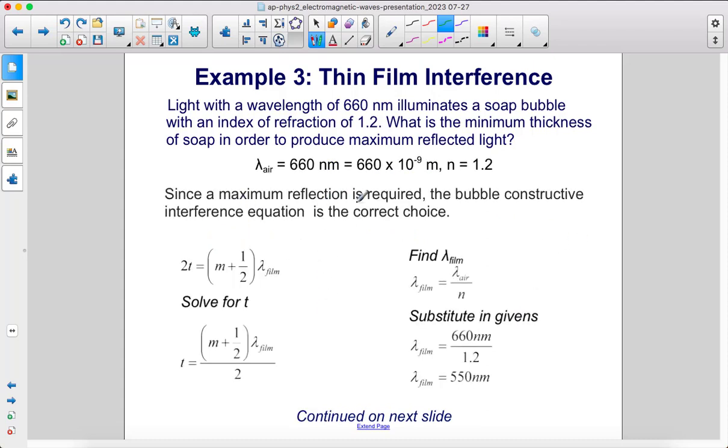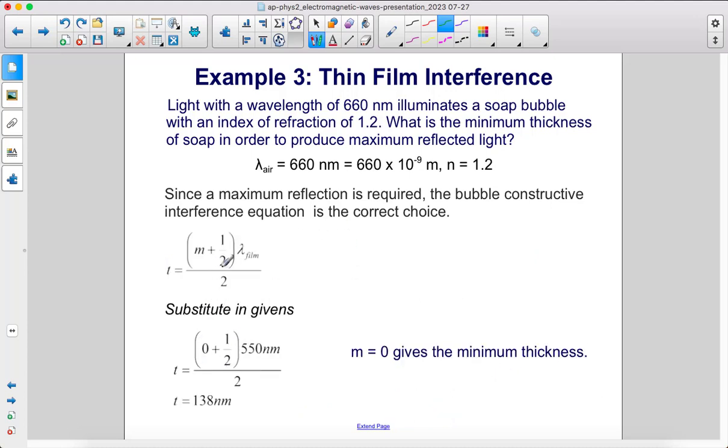All right, we want maximum reflection, so therefore we want constructive interference, which means in order to get those waves back into phase, we're going to have to use m plus 1/2 in here. First, you convert the wavelength to figure out what the wavelength of the light in the film is. Because the light is traveling slower, remember lambda equals v over f, but the frequency stays the same, so the wavelength will decrease. We can combine these equations because the frequency stays the same in order to find the new wavelength.